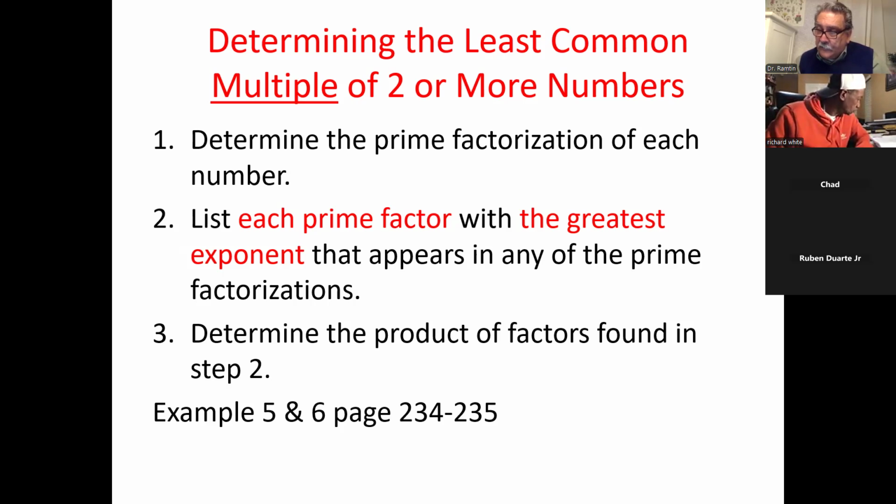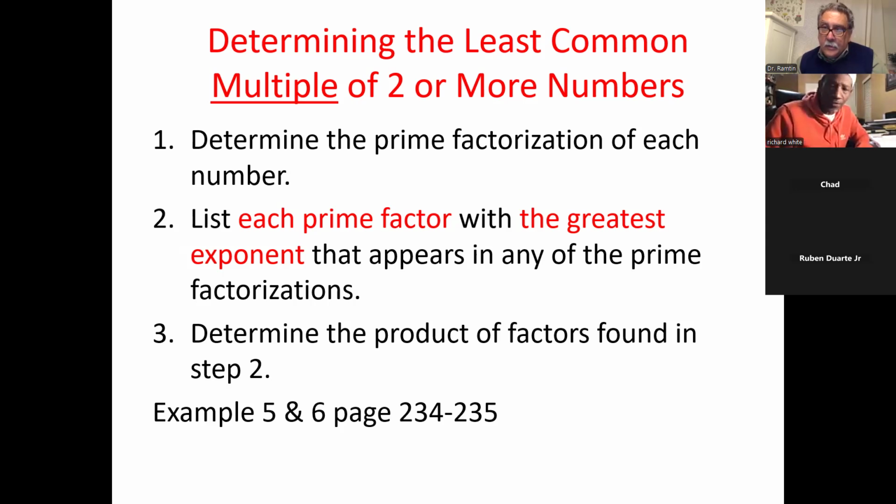On page 235, you can see 2 to the power of 4 times 3 to the power of 2 times 5 to the power of 2. You get 16 times 9 times 25, which is 3,600. So the least common multiple of 144 and 300 is 3,600. The smallest natural number that is divisible by both 144 and 300 is 3,600. Okay?